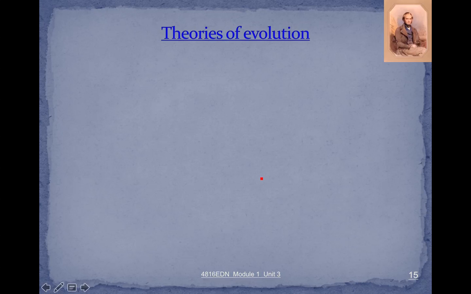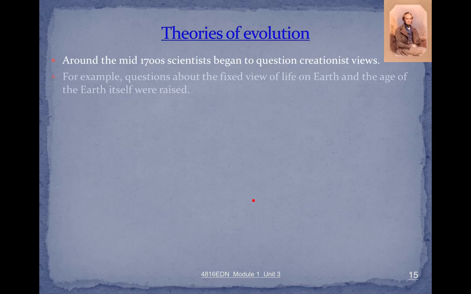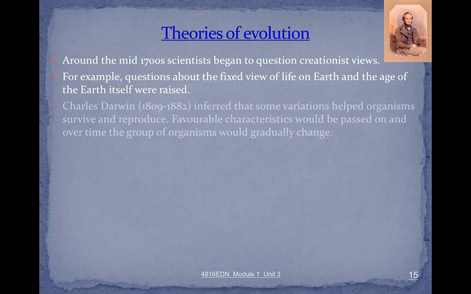Okay, so that was a really interesting little clip about Charles Darwin. As was stated in the video, scientists began to question creationist views, and the idea that the age of the Earth was only 6,000 years old and that everything was fixed was challenged. So Charles Darwin's work inferred that some characteristics helped organisms survive and reproduce, that favourable characteristics would be passed on, and that over time groups of organisms would gradually change.